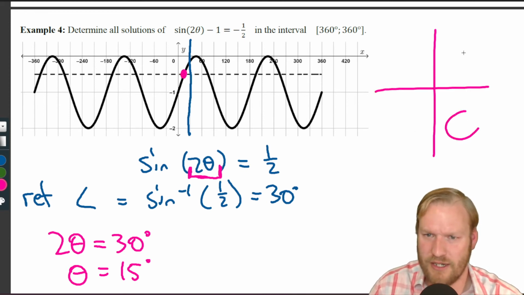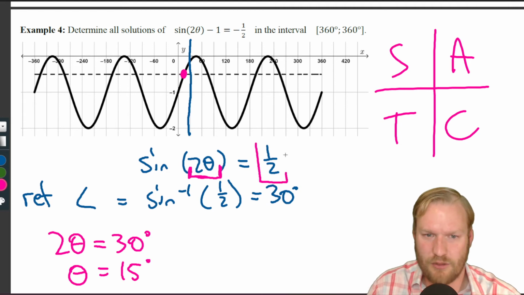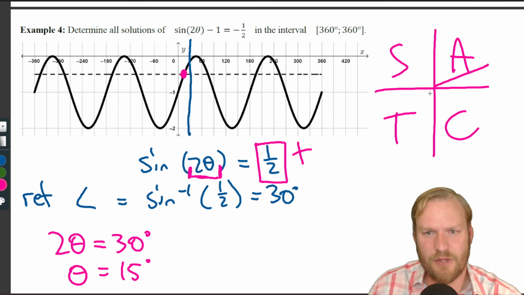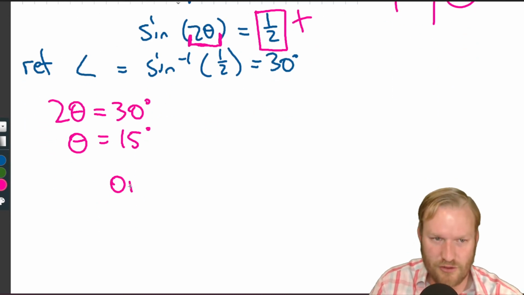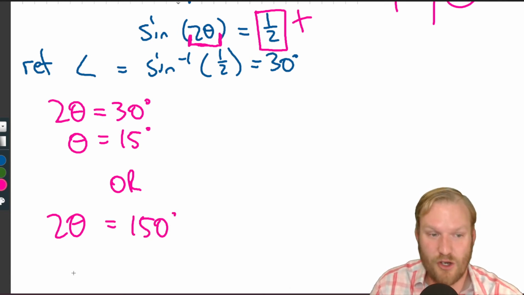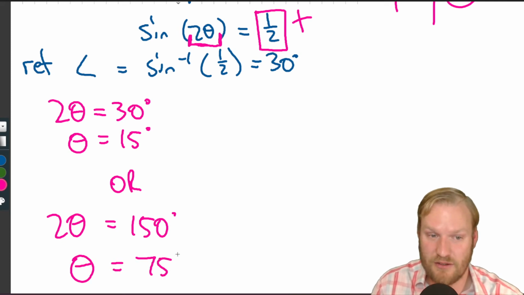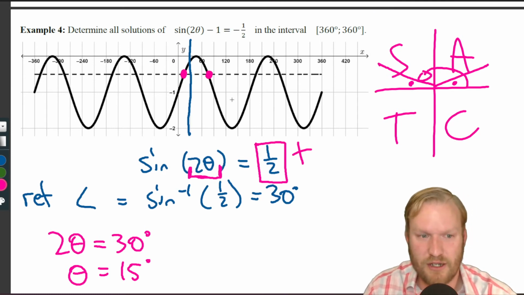And from our CAST diagram, we can remind ourselves that sine was positive in the first quadrant, so we're happy to take the 30 degrees here. But sine's also positive in the second quadrant. So if those are both 30, then our second solution is 180 minus 30. Our second solution for 2 theta, because that's what we're taking sine of, is 180 minus 30, which is 150 degrees, which means that theta is 75 degrees. So we can see that we've got our 2 solutions here.